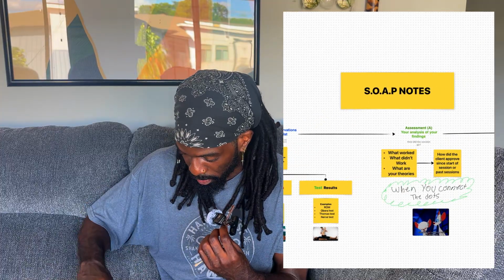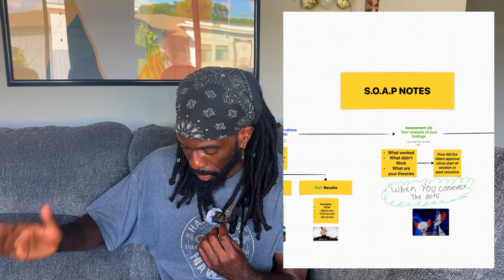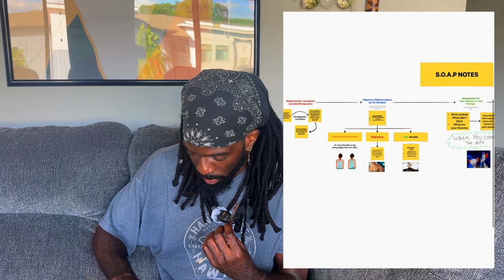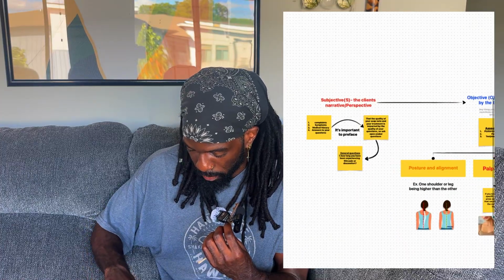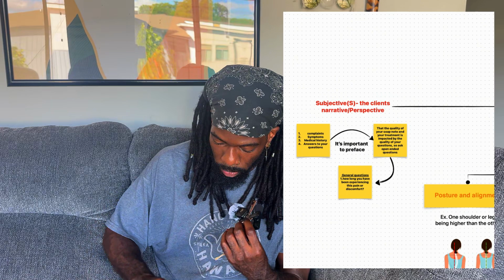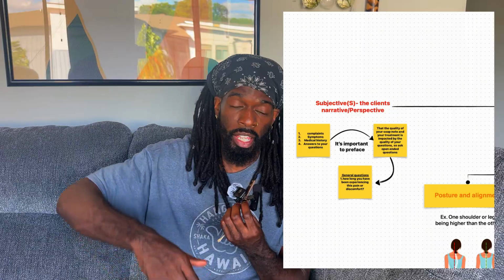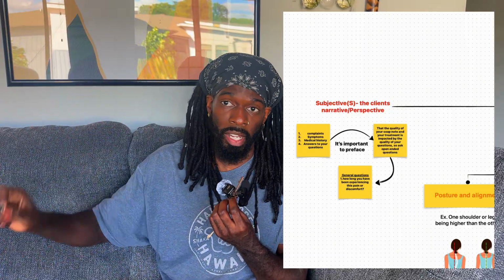So SOAP notes, the acronym stands for subjective, objective, assessment, and plan. Okay. And we're going to start off with the subjective. And I want you guys to think about the order of your sessions as well when you're doing this, because at the end of the day, all of these flow through how the session goes, from when you first greet your client all the way to the end and even to writing your notes out.